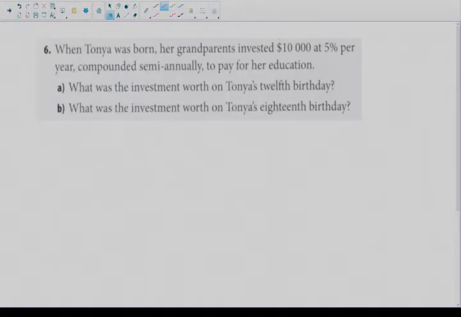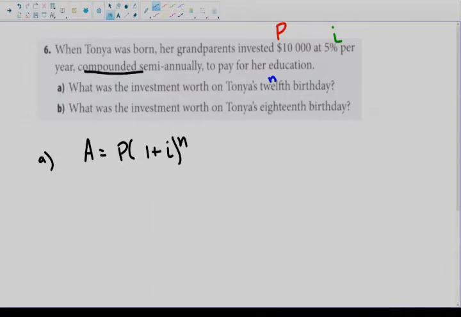So, what is 10,000? Well, we're investing 10,000, so that's our principal. At 5% interest, that's going to be involving our I. And our N value is going to be figured out by the 12th birthday and the 18th birthday for part B. Okay? So A is equal to P times (1 plus I) to the N. I know I'm using this formula because of the word compounded up here.